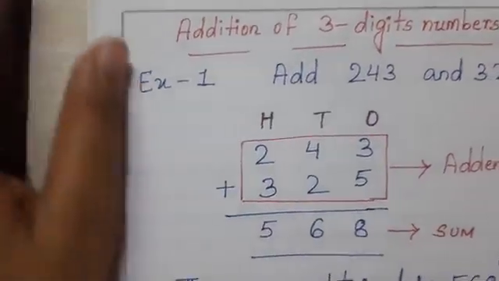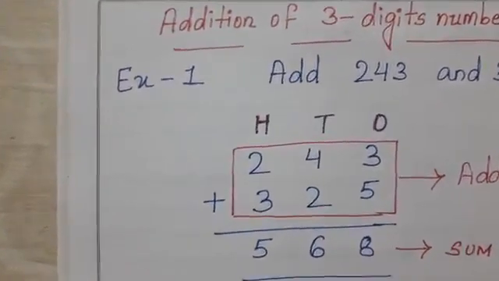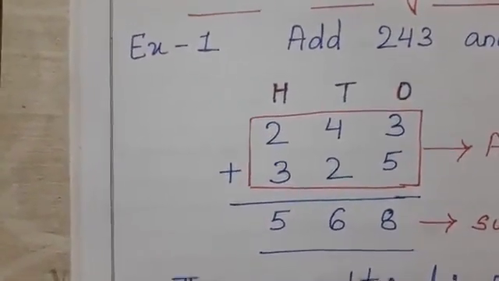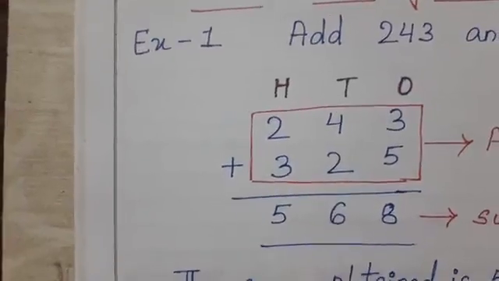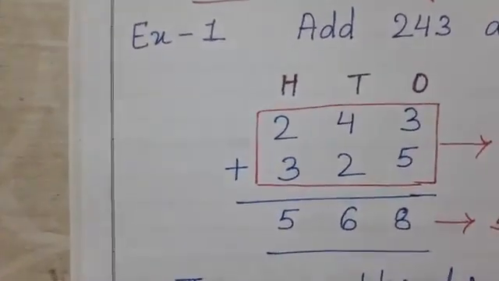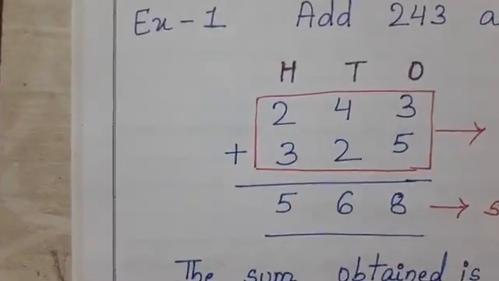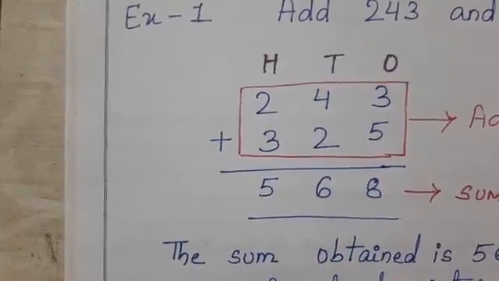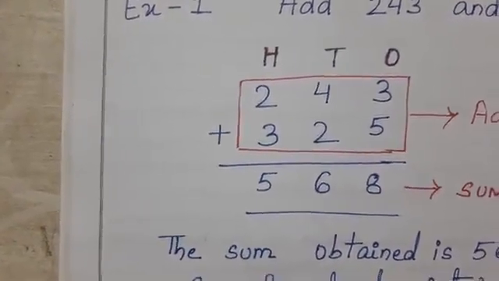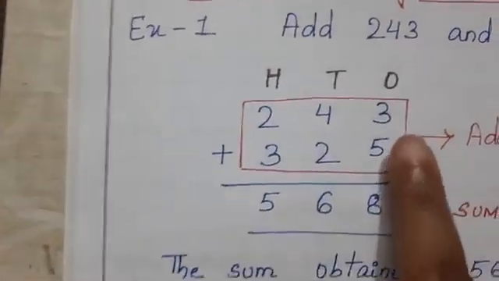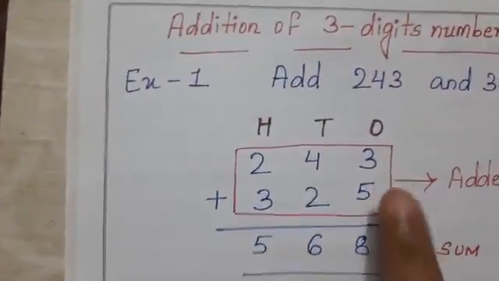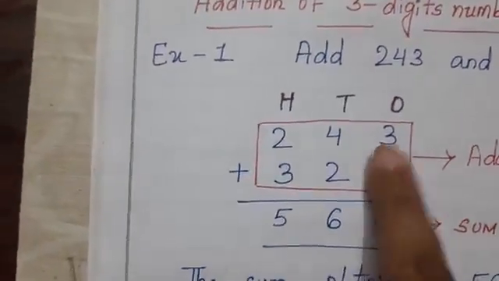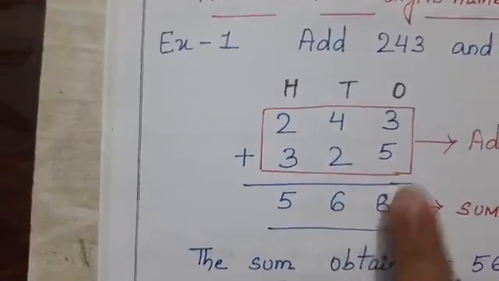Now we will add. I have already told you that before adding, you have to keep in your mind that first we will add the digits present at ones place, then we will add the digits present at tens place, and then we will add the digits present at hundreds place. So first we will add the digits present at ones place. What are the digits present at ones place? 3 and 5. These are the 2 digits present at ones place. So 3 plus 5, we get 8.